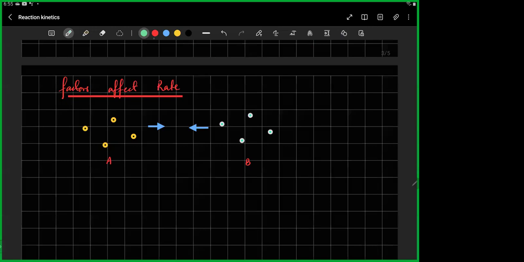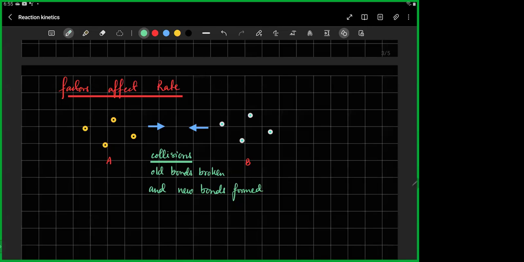So the rate of the reaction or the reaction itself depends on collisions. Collisions होंगी, then the reaction is going to happen. Old bonds are going to be broken. Okay, when they collide, old bonds are going to be broken, and new bonds are going to be formed, and the reaction is going to take place. Okay, so it all depends on collisions.